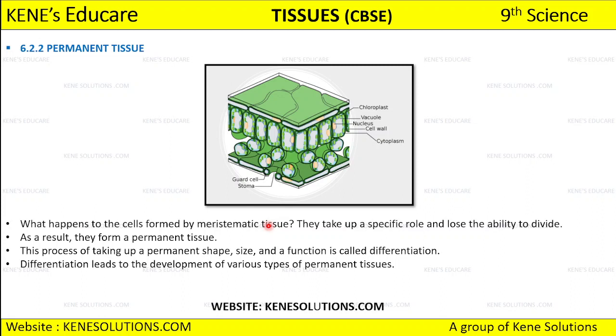Getting my point? The cells which are formed by this meristematic tissue, उन cells का क्या होगा? The cells are going to lose their ability to divide and they are going to take up a specific function. So since they are losing their ability to divide, they form a permanent tissue. क्या form करेंगे? They are going to form a permanent tissue.